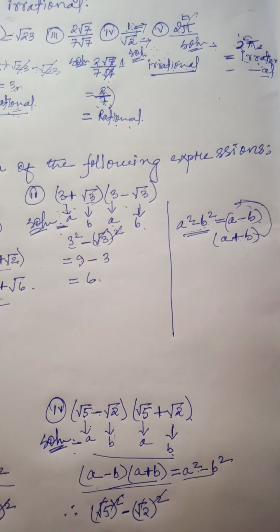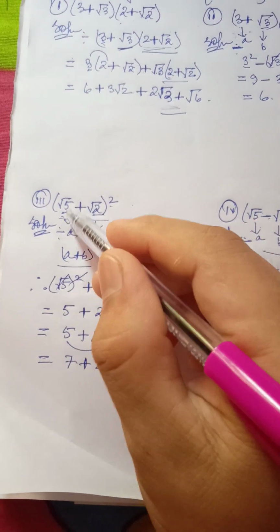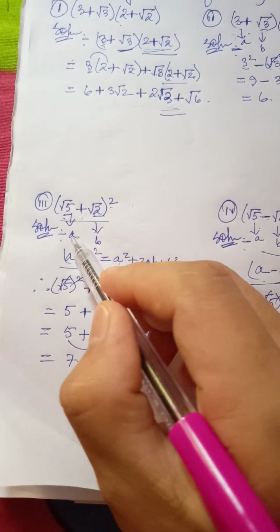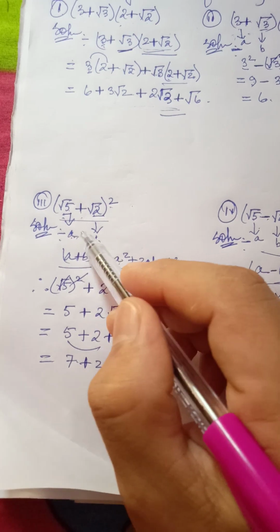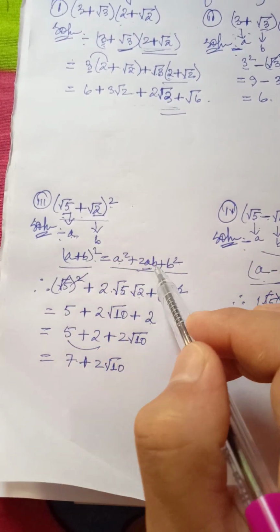Okay, then let us move to the next problem. That is Roman number 3. In Roman number 3, let us take this one as the value of a and this one as the value of b. Now we can assume that it is (a plus b) holding square. Okay, now we are going to use the (a plus b) holding square formula.